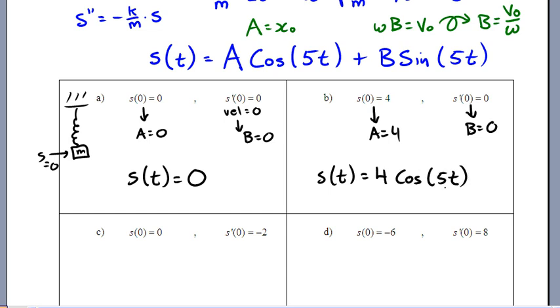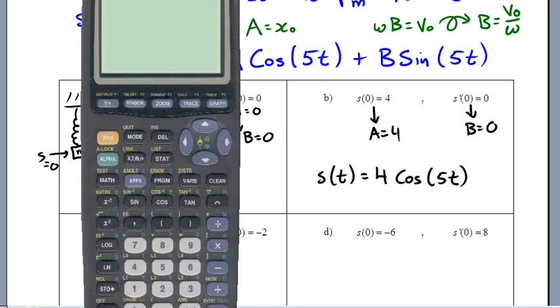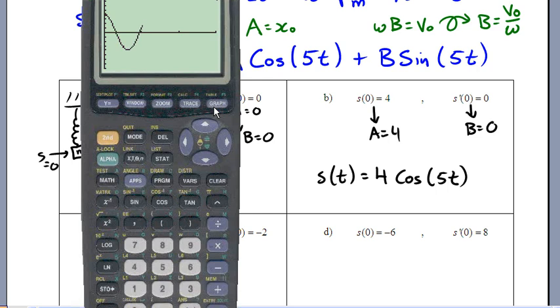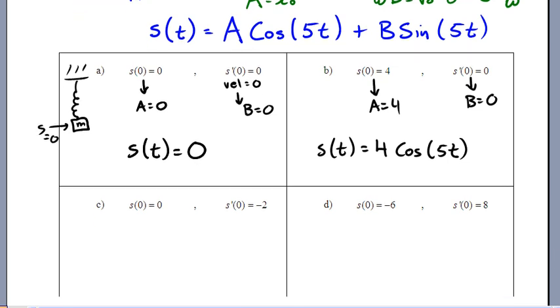That's it. Right? If I was to graph it, let's clear these ones off. For cos 5t, this one starts with an initial position but doesn't start with a velocity, and then it bounces away from there. Okay, try part C.